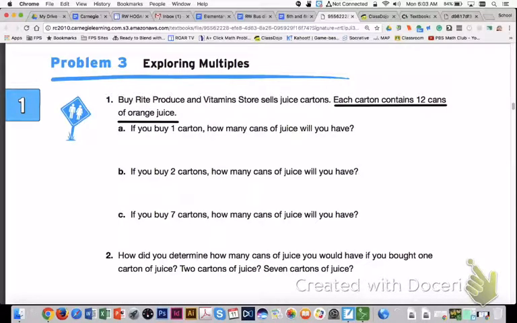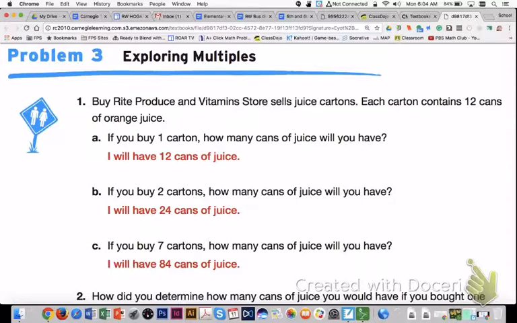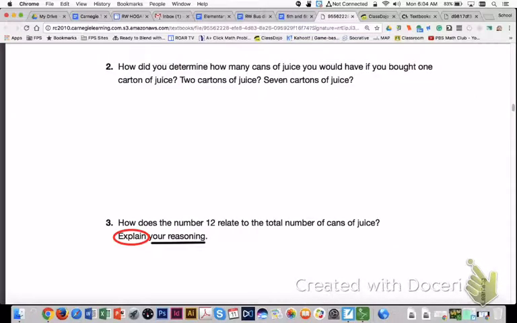Please turn to page 12, problem 3, exploring multiples. Number 1, Buy-Right Produce and Vitamin Store sells juice cartons. Each carton contains 12 cans of orange juice. Please answer number 1, letters A through C with your group. For number 1, letter A, you will have 12 cans of juice, B, 24 cans of juice, and C, 84 cans of juice. Please answer number 2 and number 3 with your group.